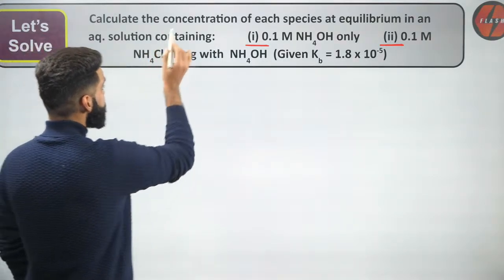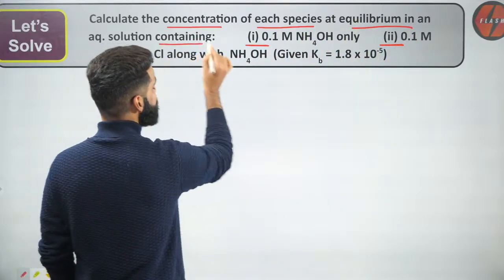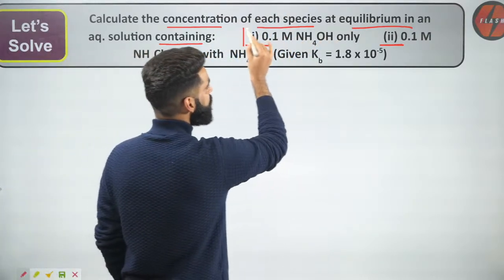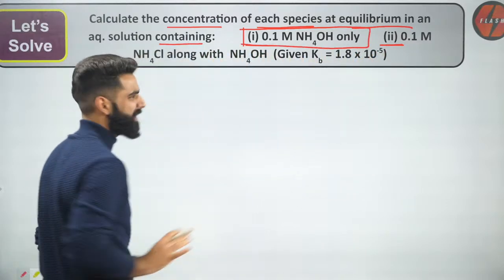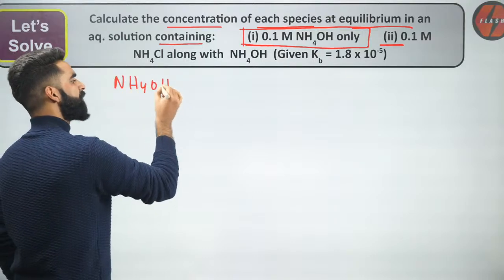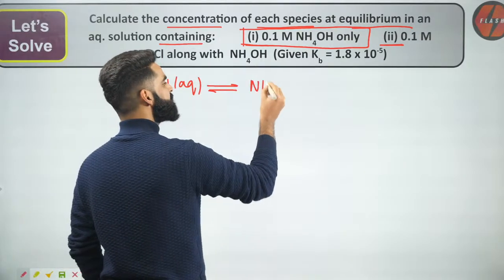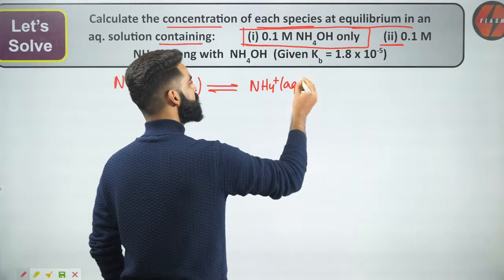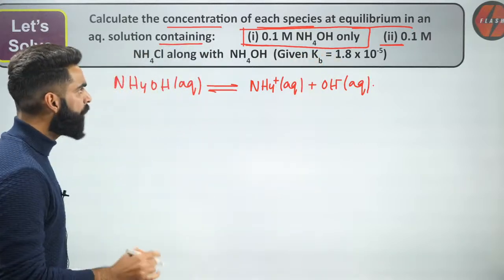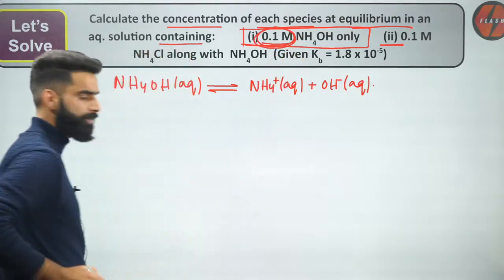First of all, calculate the concentration of each species at equilibrium in an aqueous solution containing 0.1 molar NH4OH only. So in the first part, I'm given only NH4OH, which is a weak base. In the container, I've got only NH4OH. If it is a weak base, it will be in equilibrium with its ions, and its ions are going to be NH4 positive aqueous plus OH negative aqueous. Now, what is the concentration of NH4OH which is given to me? That is 0.1.